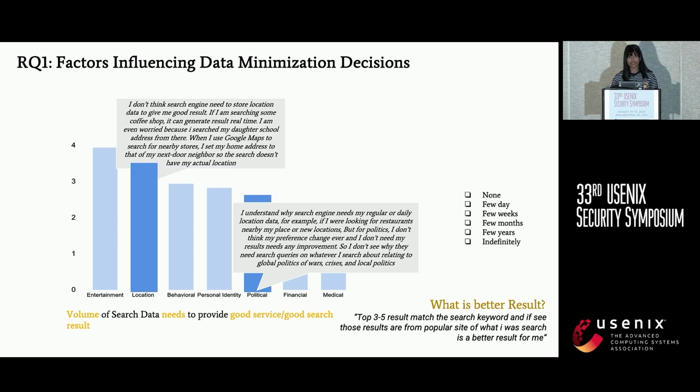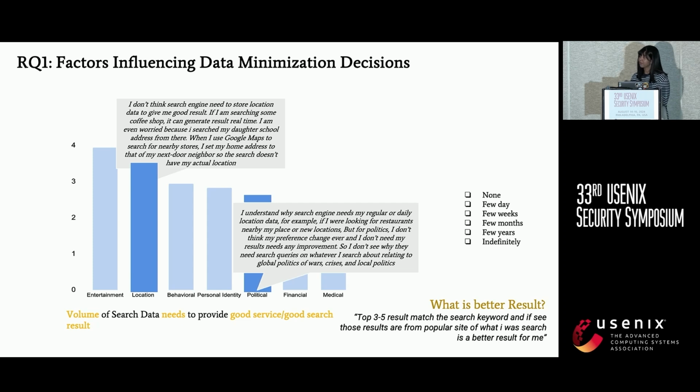And now for location data, opinions were quite mixed. Some felt that search engines didn't need to store location data to provide good search results. For say, finding a coffee shop, a search engine could generate a reasonably good answer in real time. Others felt that continuous location data was needed for accuracy, but were also worried about privacy.